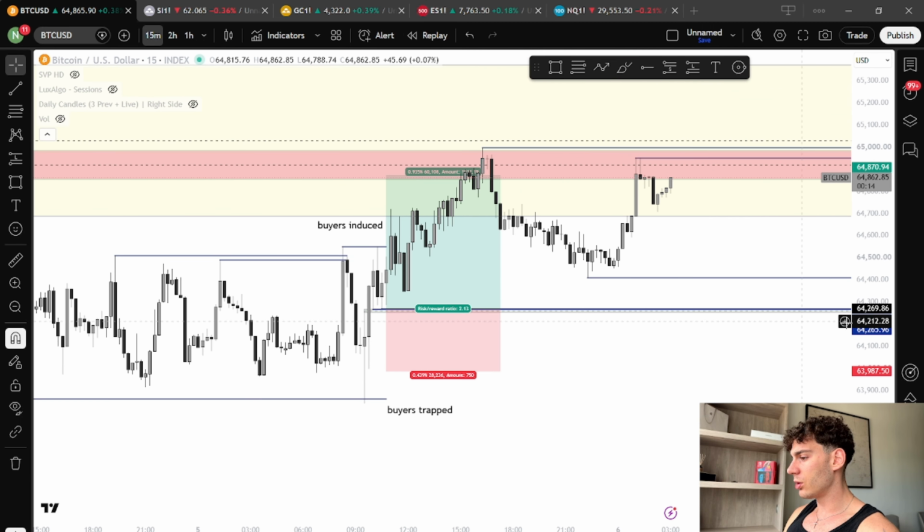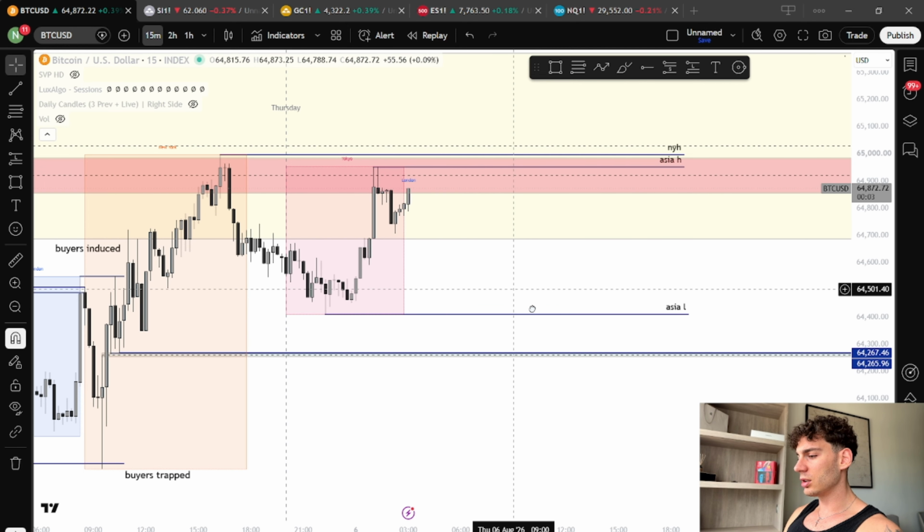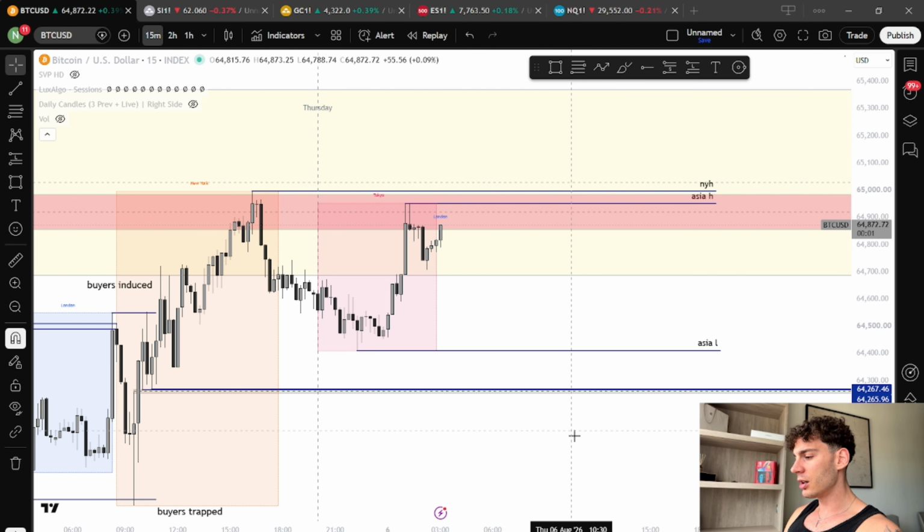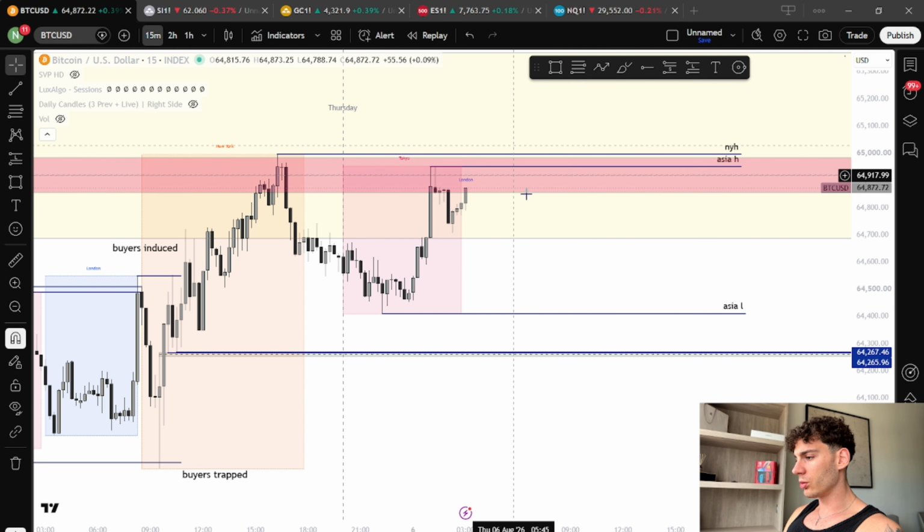Even today, I have marked here, as you see, Asian session low, Asian session high, New York session high, and now London is open. So we most likely are going to sweep these highs here. There is a possibility we're going to go down and take these lows again if we really want to go higher, but let's see. I hope that you learned something from this video.